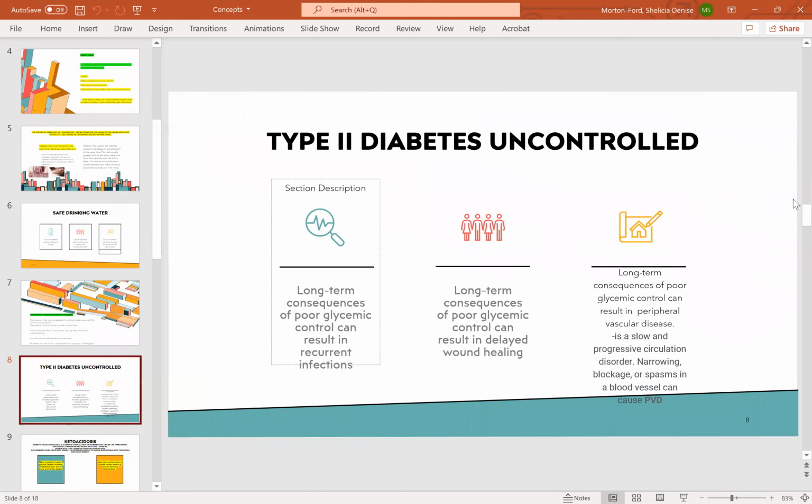So we do know that we have type 2 diabetes. That's a big concept in our readings. The long-term consequences of poor glycemic control, meaning those glucoses, those finger sticks, are not under control, could lead to recurrent infections, delayed wound healing, and it can lead to PVD, peripheral vascular disease, which is a slow and progressive circulation disorder. With PVD, there's a narrowing of the blood vessels.